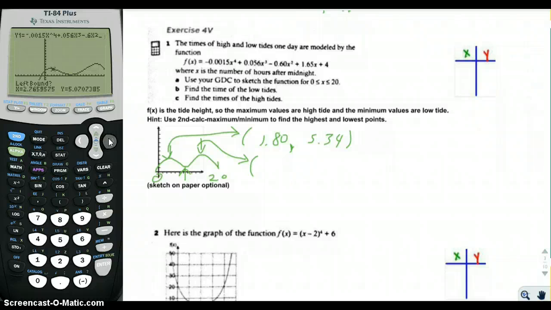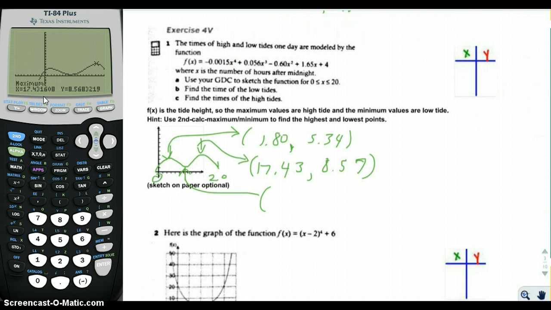And then we're going to move the cursor to be a little bit to the left of the bump. Hit enter. And then we go a little bit to the right of the bump. There we go. Enter. And then the guess doesn't matter, just hit enter. So the maximum is 17.43, 8.57, right? Because it's 8.568, yeah. Okay, so those are the two high tide points.